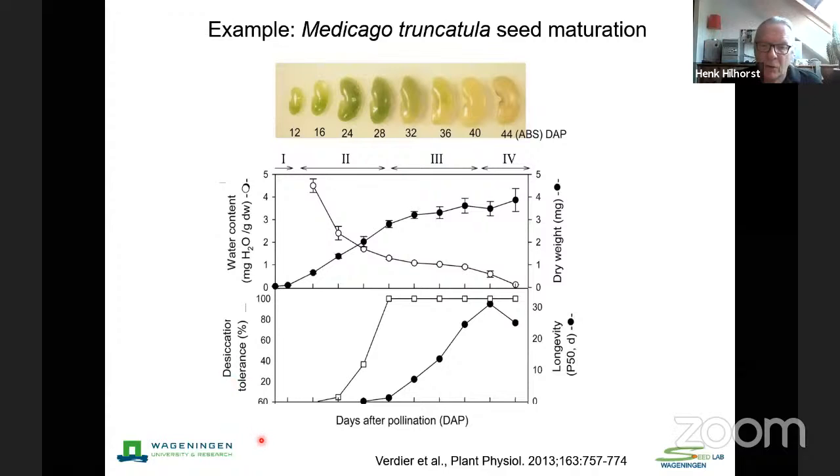Quite remarkably, you can see that the storability, or the longevity, of the seeds increases much later. So seeds have to become desiccation tolerant first, and then you can store them, but the storage capacity increases much later during seed development, during maturation. This is desiccation tolerance and that is longevity.